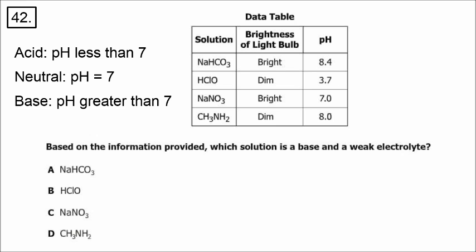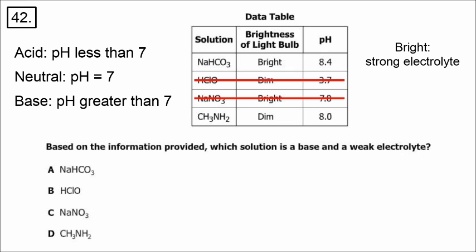So it can't be 3.7, that would be an acid. It can't be 7, that's neutral. So the answer is either NaHCO3 or CH3NH2. One of them is bright and one is dim. The term weak electrolyte refers to a dim light bulb, whereas strong electrolyte would be bright light bulb. So correct answer is D, CH3NH2.